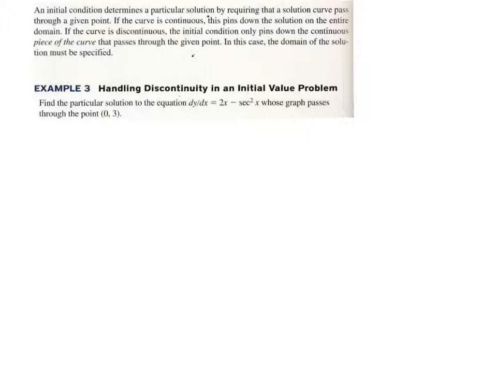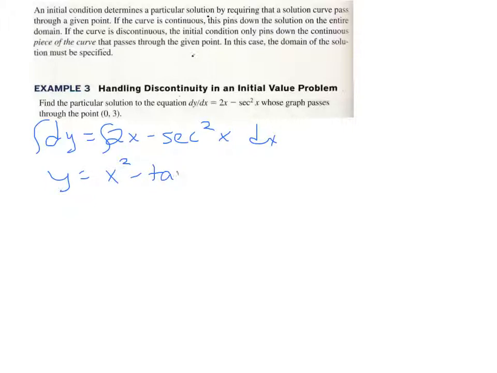So we have dy/dx equals 2x minus secant squared x dx. And we'll integrate both sides. And so we're going to have y equals x squared minus tan x plus c. And that is the general solution.